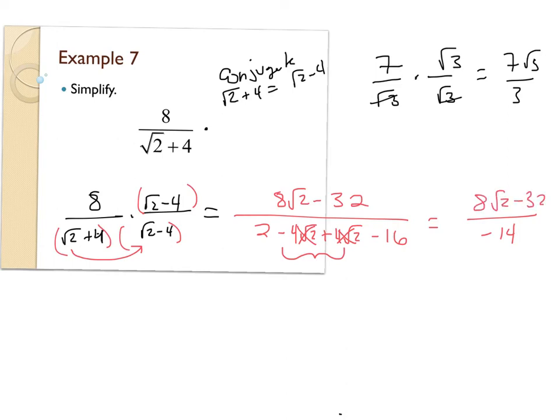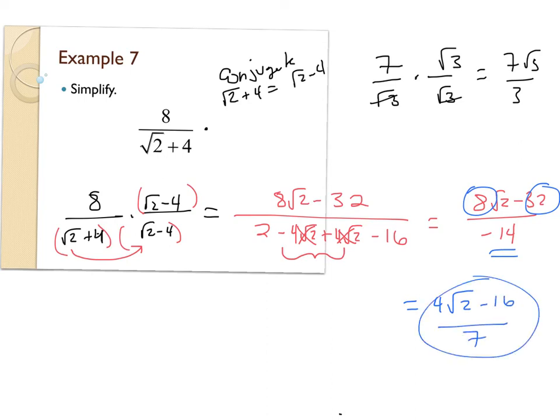Now I need to look. All three of these guys have a 2 in common, so I can go ahead and reduce. You can only do that when all three have a number in common. Okay?